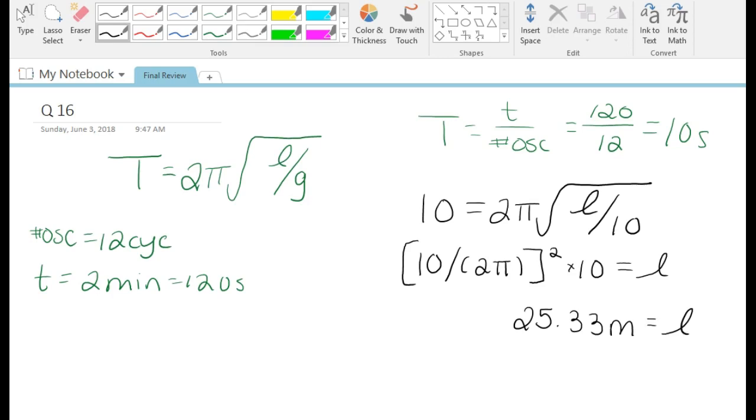Which is really long, but the period of 10 seconds is also really long, so that makes sense. So the total length of your pendulum for this problem is 25.33 meters.